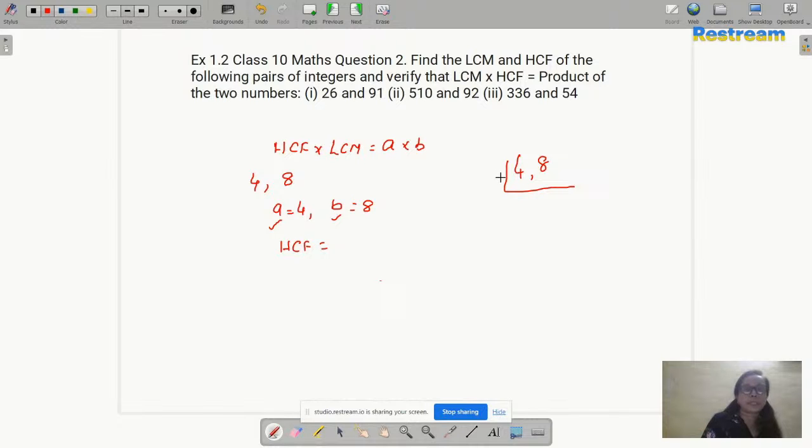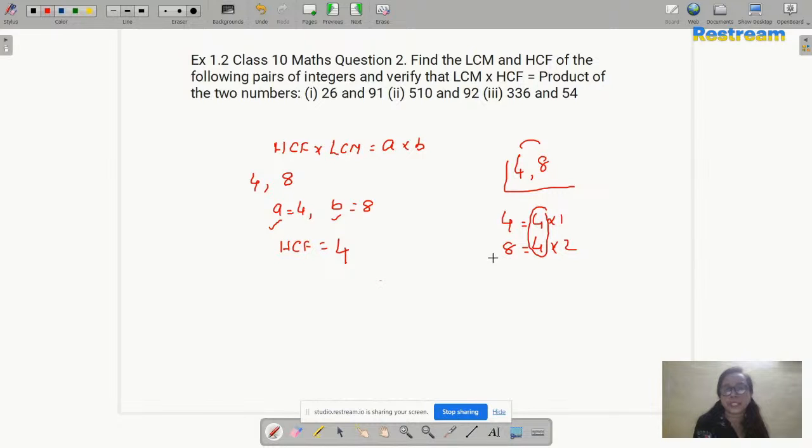What is the common number here? 4 is 4 ones are 4. 8 is 4 twos are 8. So what is the common number here? The common number is 4. This common number is known as the HCF. So HCF is equal to 4, because the highest common factor is 4 here.